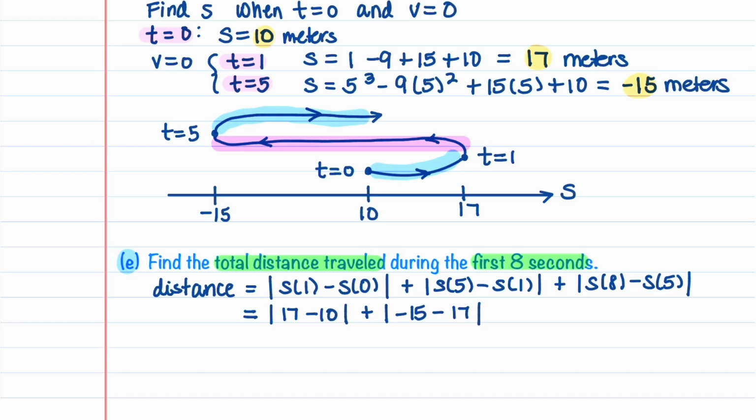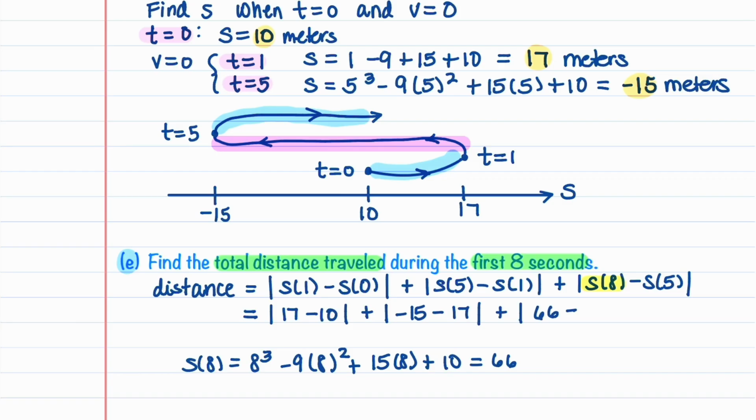Let me go ahead and highlight this. That one we actually haven't calculated yet, so let's go ahead and do that. S at 8 is going to be 8 cubed minus 9 times 8 squared plus 15 times 8 plus 10. And that ends up being equal to 66. So now we can go back up and plug in that S of 8 is 66. And then we subtract off S at 5, which was a minus 15. So you have to watch your negatives here.